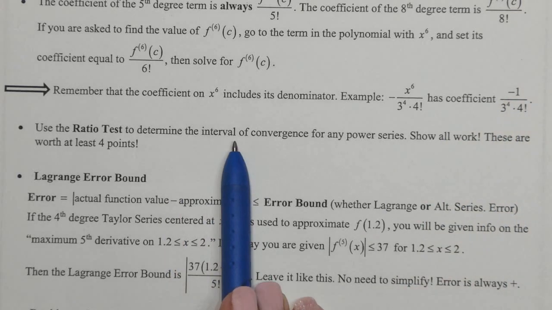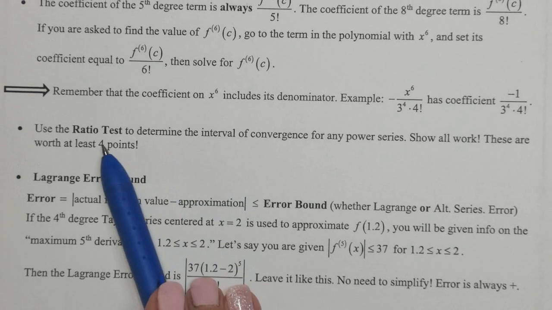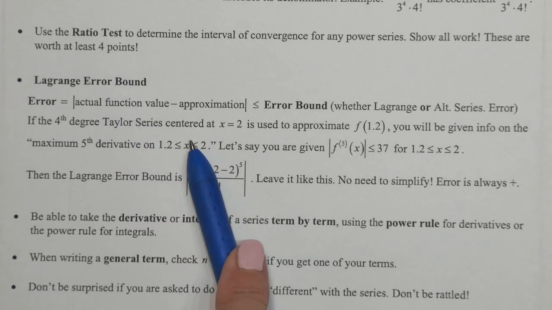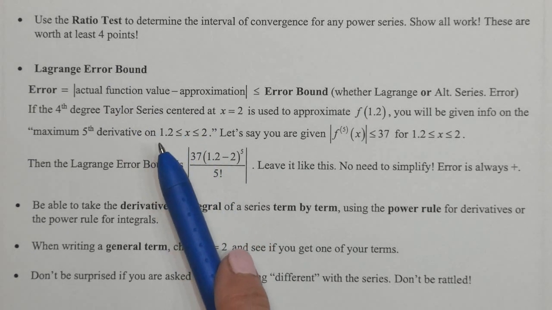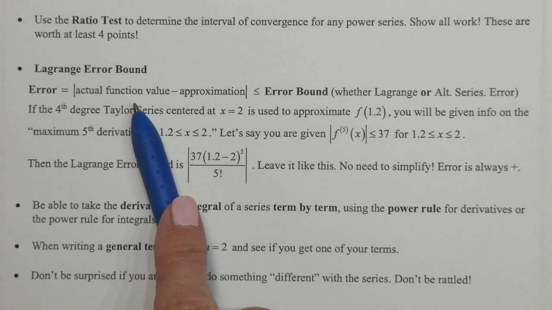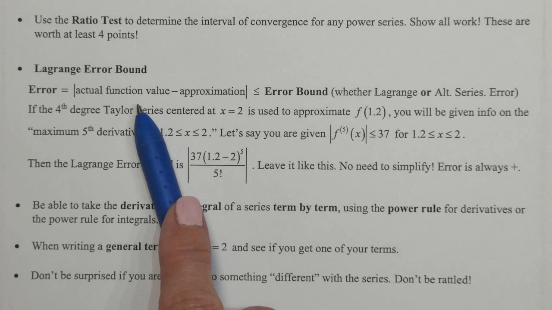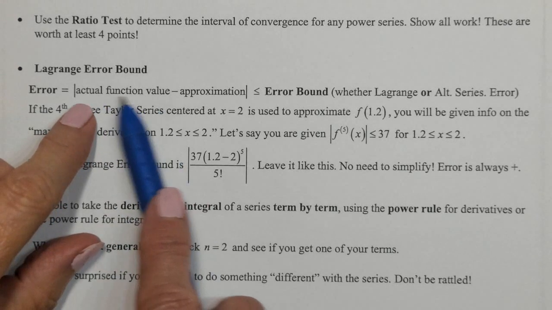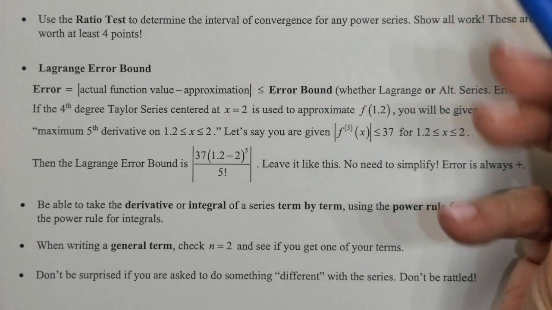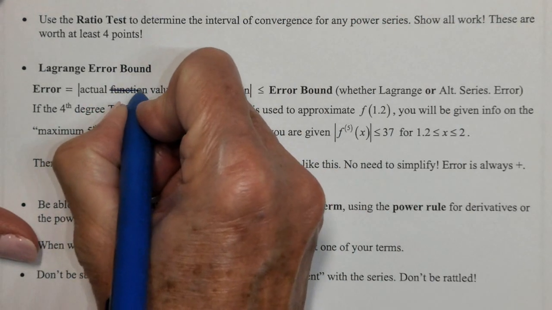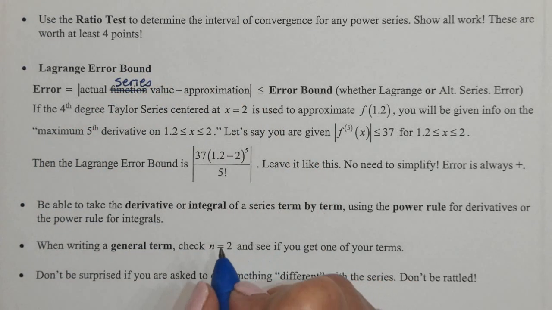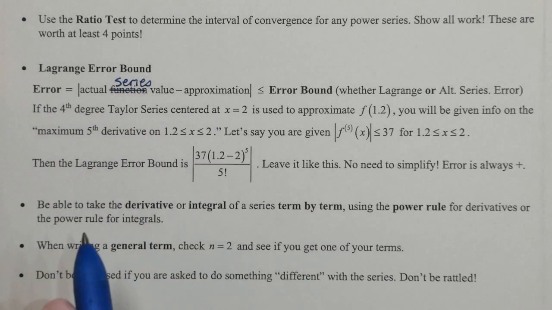If you're asked to find interval or radius of convergence, use the ratio test. Show all the work. Lagrange error bound. We talked about this a little bit in our last lesson. The error is everything that's not used in your approximation. So it is the exact, actual, huge series value. This should be series value. I'm going to change that for your notes. It's the actual series value minus the approximation.